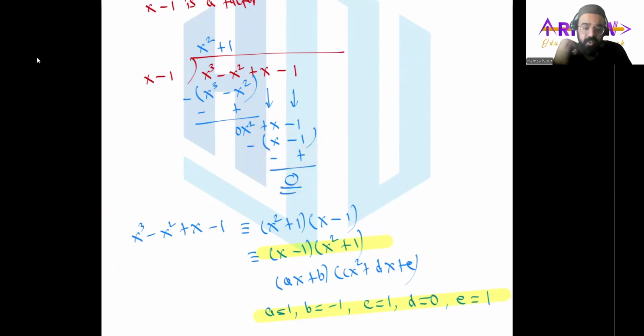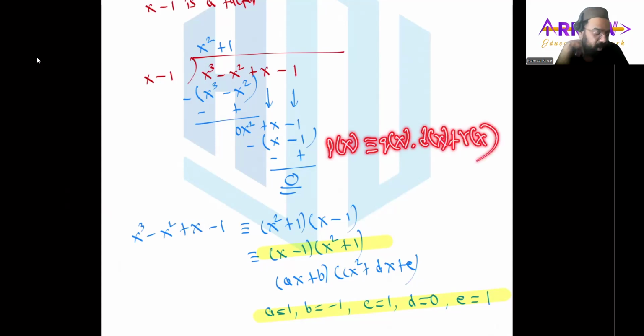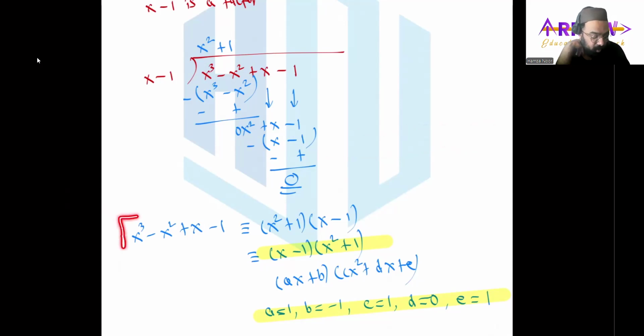and the remainder is 0. So therefore, we can say that, since the identity we are studying, the polynomial is identical to quotient multiplied by divisor plus remainder. So in place of this cubic polynomial, I can write quadratic expression multiplied by linear expression, meaning quotient multiplied by divisor. So the quotient is x squared plus 1 and the divisor is x minus 1.